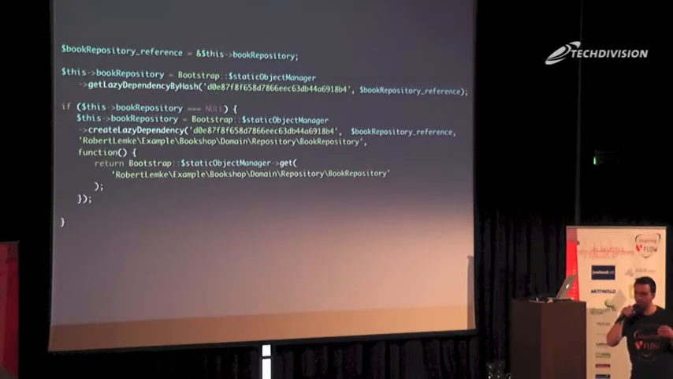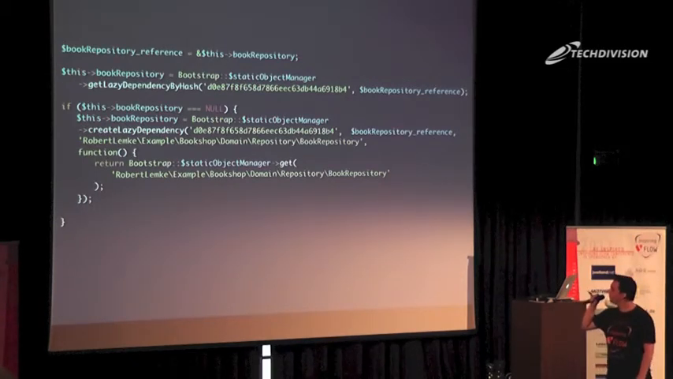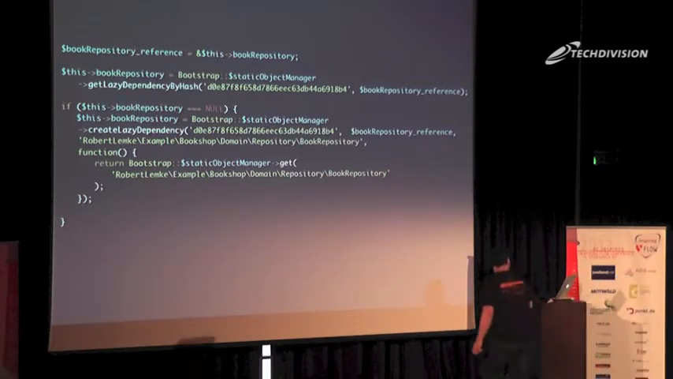And first I try to see if the book repository has been already injected somewhere in any other class. But if it hasn't, you see the second case. If this book repository equals null, then we ask the object manager to create a new lazy dependency object. And we pass a hash and this reference variable which points to the book controller's book repository variable, and declare which class we want to have injected there. And then we have an anonymous function here which will return the real book repository.